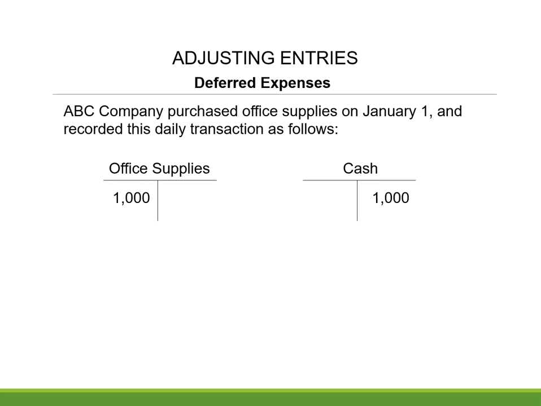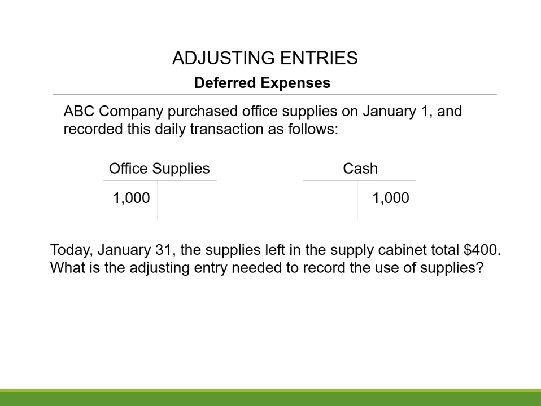And we have a transaction. ABC Company purchased office supplies on January 1st and recorded this transaction. So we had a debit of $1,000 to office supplies because it's an asset and we're increasing it, and we paid cash for those office supplies. So we're going to credit cash, which means we're decreasing our cash balance.